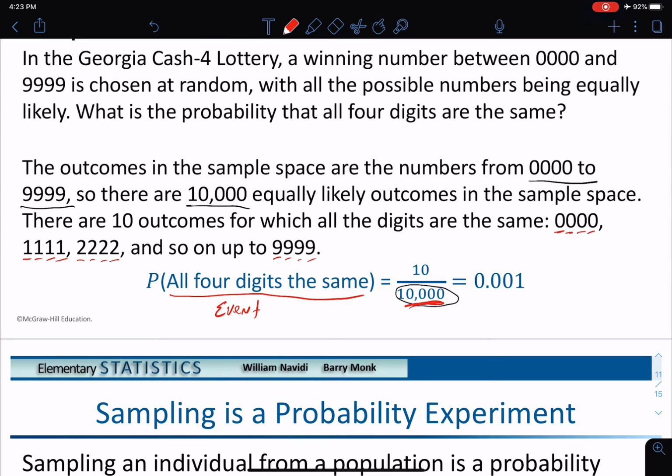And so there's from 1, 1, 1, 1 to 9, 9, 9, 9, that's 9. And then you also include 0, 0, 0, 0. That's a total of 10 different outcomes in your event. And if you take 10 divided by 10,000, we get 0.001, which is 1/1,000th. Okay.